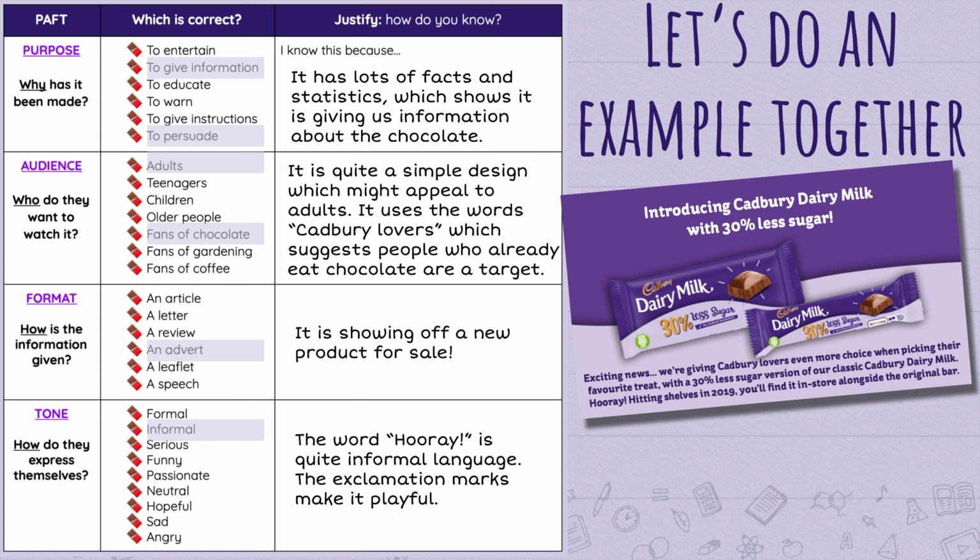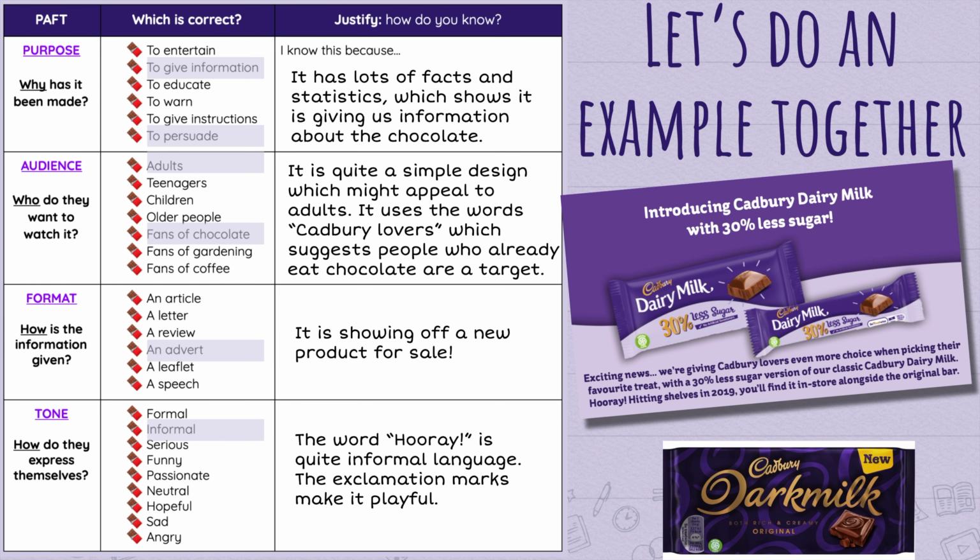So what I'd like you to do is have a look at the dark milk advert that has again been put on Google Classroom. So have a watch of that one first, and I'd like you to do the same thing with your table in your Google Docs. So you're going to analyse that. So you're thinking about what the purpose is of it, who the intended audience are, the format and the tone.